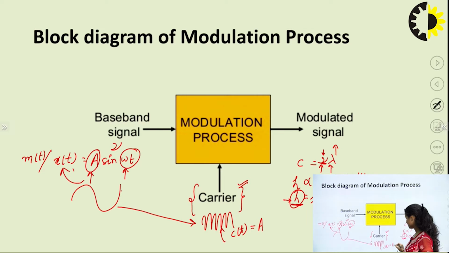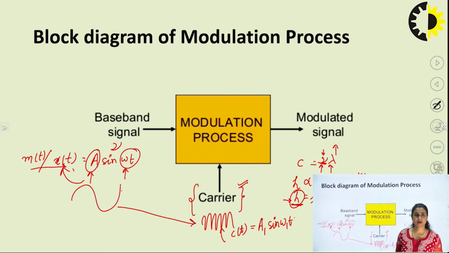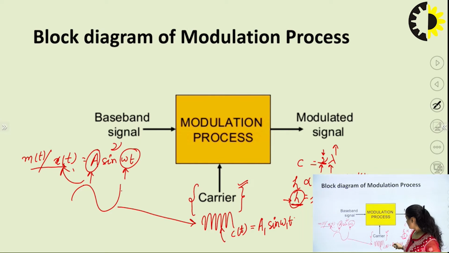Ct equals a1 sine omega 1t. I am trying to make this angle look different from the message amplitude, different from the message angle. So I have to consider my message signal always as a voltage signal. According to the voltage of my message signal, if I vary the voltage or amplitude of my carrier wave, that kind of modulation will be called amplitude modulation.